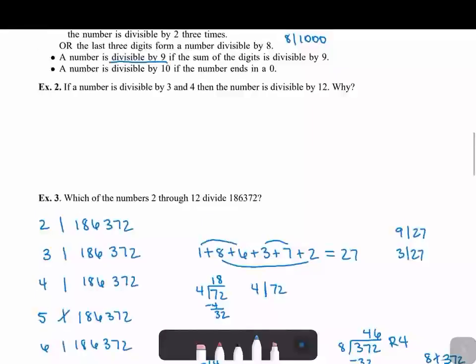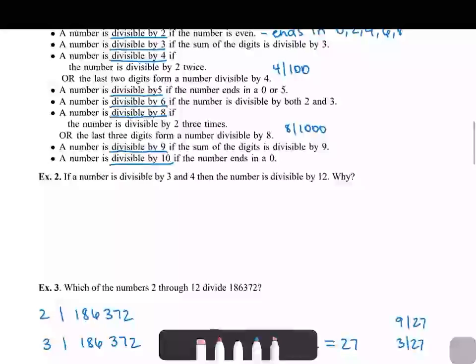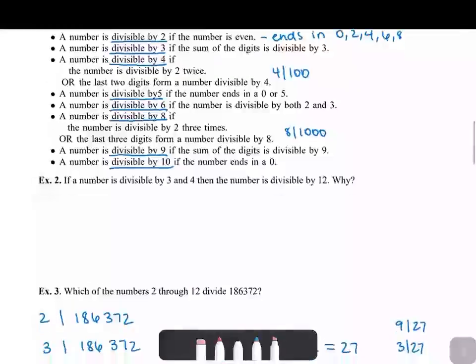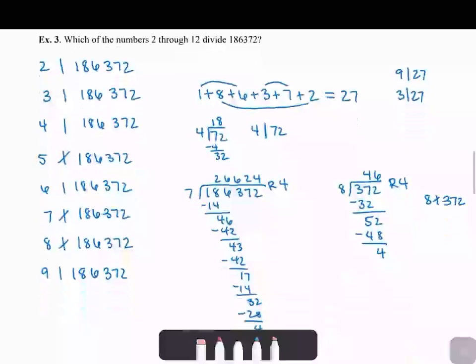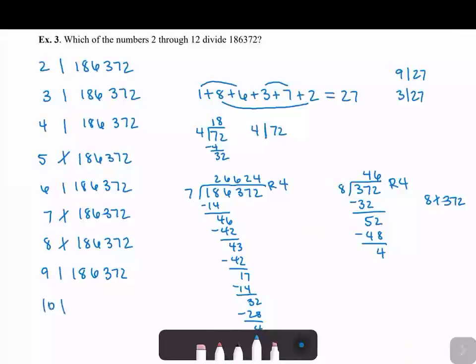Okay, the last test that's listed here is being divisible by 10, and we should all know that something's divisible by 10 if the number ends in a 0, and for our motivating example down here, it doesn't end in a 0.